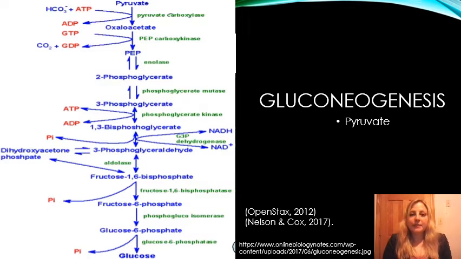First, ATP is required in the first step to make oxaloacetate from pyruvate via the pyruvate carboxylase enzyme. This means 2 ATP are required, 1 for each pyruvate. Similarly, 2 GTP are needed, 1 for each oxaloacetate, to utilize PEP carboxykinase to make PEP. We will discuss this conversion in more detail in the next slide.